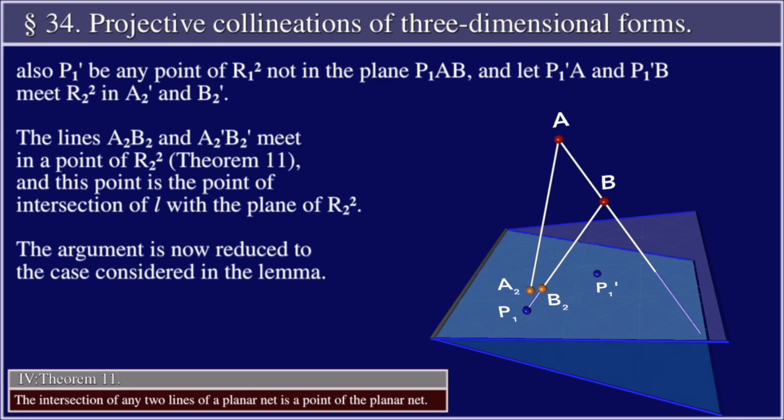Also, let P1' be any point of R1² not in the plane P1AB, and let P1'A and P1'B meet R2² in A2' and B2'. The lines A2B2 and A2'B2' meet in a point of R2², Theorem 11. And this point is the point of intersection of L with the plane of R2². The argument is now reduced to the case considered in the lemma.